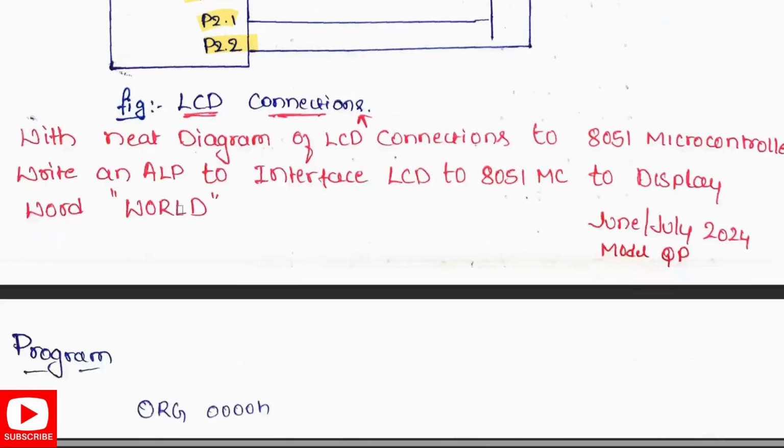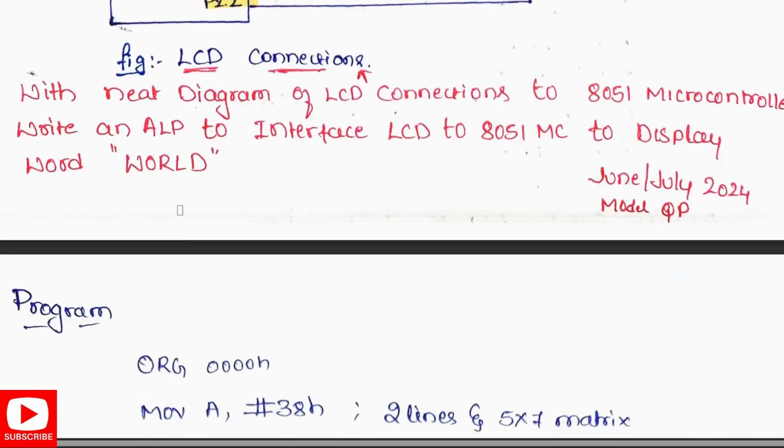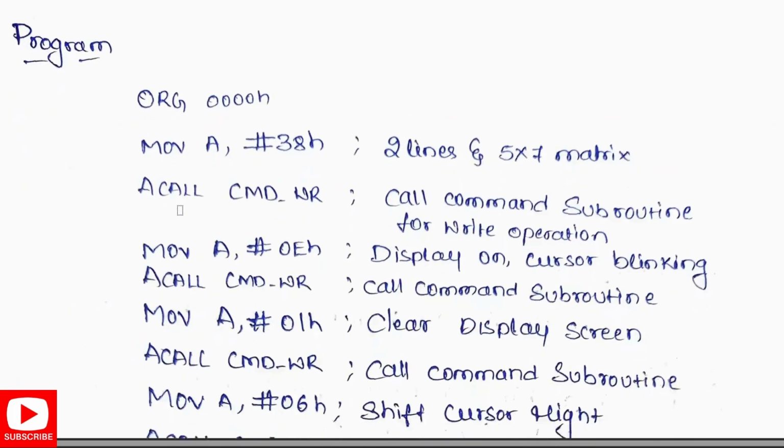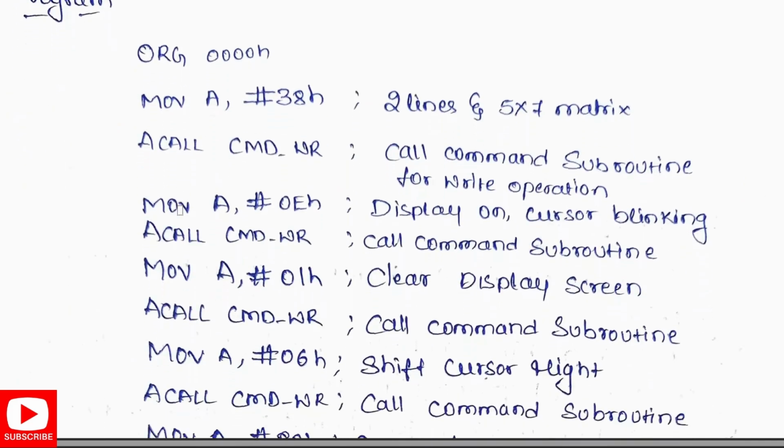The questions you can expect are: write a neat diagram of the LCD connection to the 8051 microcontroller, and write an ALP to interface the LCD with the microcontroller to display the word WORLD. So let's get started with the program. First, the common thing is that you have to write ORG 000H, then MOV A, #38H. 38H means we are getting two lines in the LCD with a 5x7 matrix. Next is ACALL CMDWRT, that is call the command.